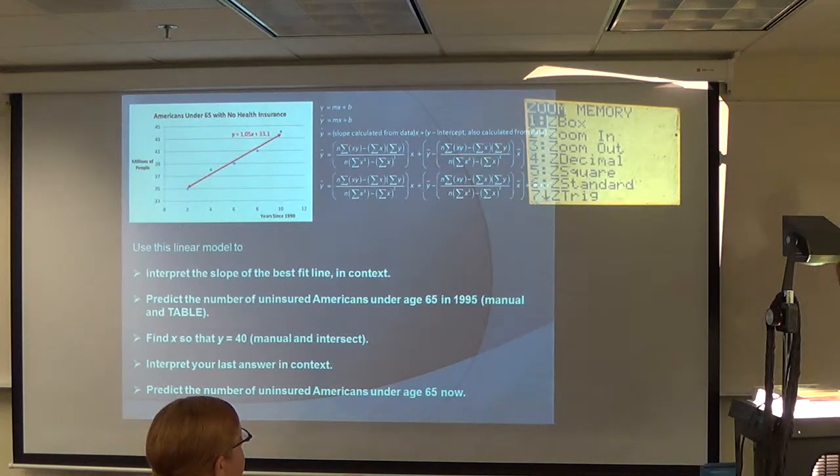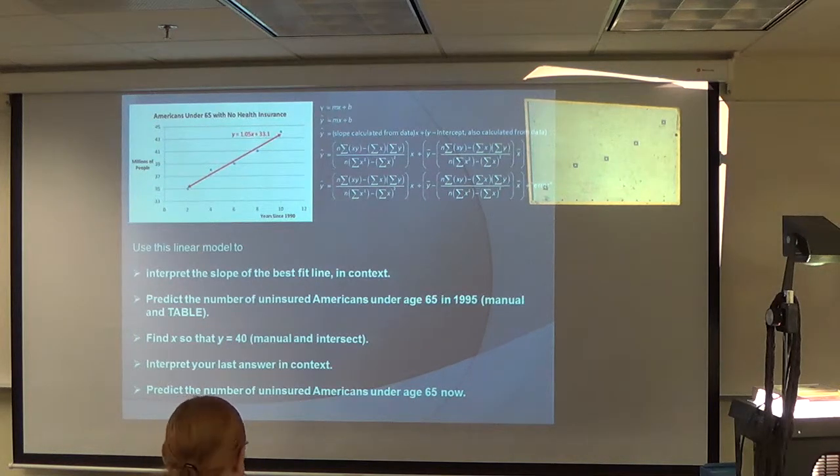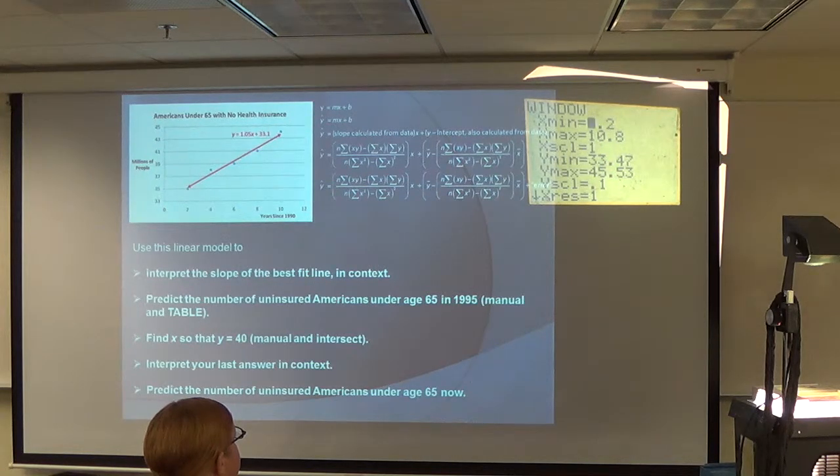And then 9, if you look at what 9 is called, zoom stat. That means it's going to look at your lists and build a window around your lists. So watch, if you grab that, there's your scatter plot. Now if you press the window button, you see those mins and maxes of X and Y? Those are based on what you put in your lists. Your smallest X was 2 and your biggest X was 10. So it built the X-min and X-max around that. It went 0.8 down and 0.8 up from that.